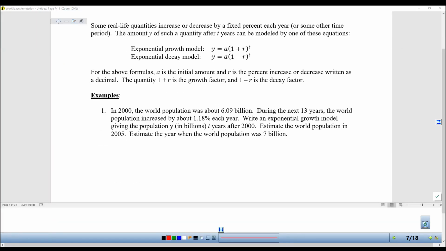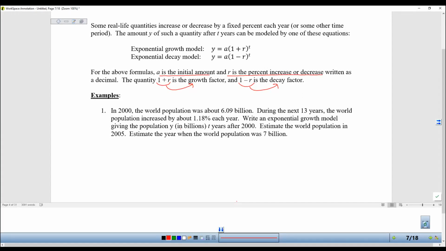Okay, so let me show you how exponential functions can be seen and are used in the real world. Some real-life quantities increase or decrease by a fixed percent each year. The amount y of such a quantity after t years can be modeled by one of these equations. The top one is for exponential growth and the bottom one for decay. Our a is going to be the initial amount, r is going to be the percent increase or decrease, and we're going to call the 1 plus r the growth factor, or if it's 1 minus r, the decay factor.